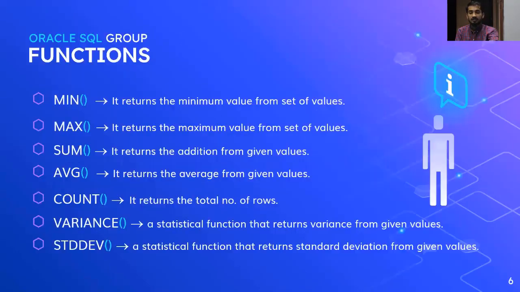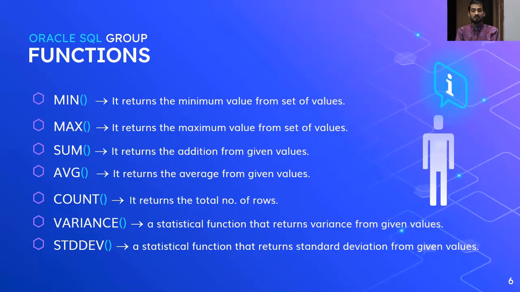So what are the group functions? These are some of the functions used in Oracle SQL. Number 1 is min, which defines a minimum. It returns the minimum value from the set of values, so it returns a single value from multiple values. Max, that is maximum, returns the maximum value from a set of values. Sum returns the addition of the given values. From multiple values, it returns a single value by calculating all the values.